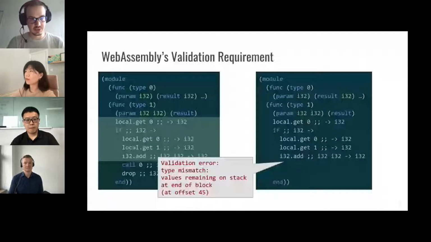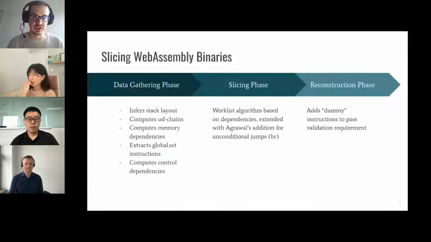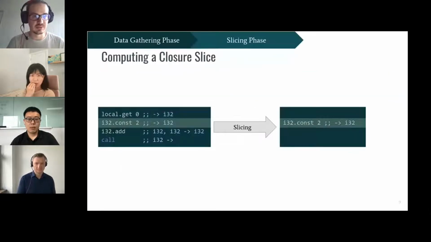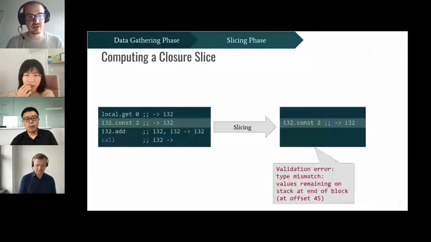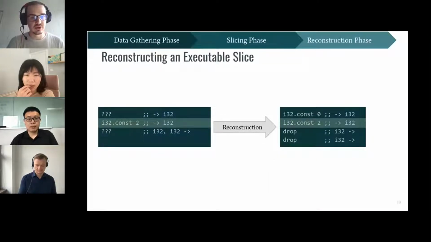And so in this paper, we provide a slicing approach that works in 3 phases to be able to produce valid WebAssembly slices or executable slices. You can look at the details in the paper and in the full presentation, but the idea is that we first compute a closure slice, as I explained. This gives us a slice that may not be executable. Then we work locally on the instructions that have been removed to add some dummy instruction that will manage to preserve the stack layout. And by the end, we have an executable slice.